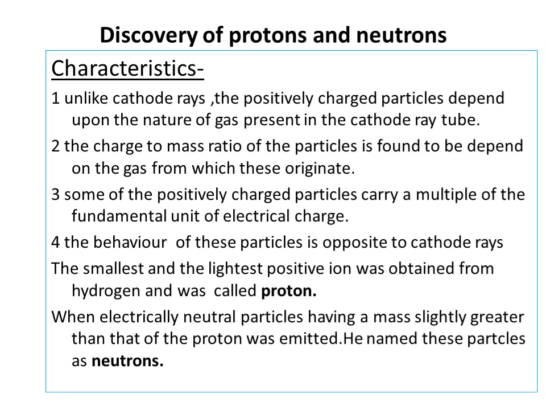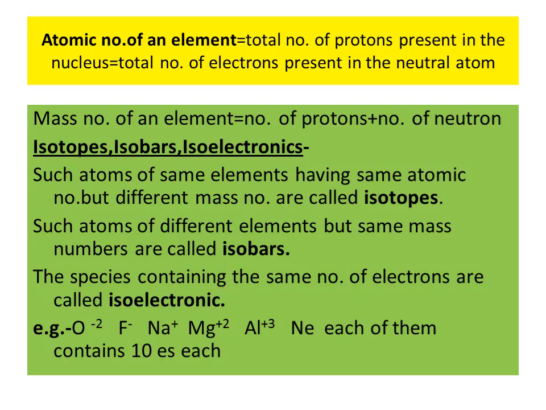The smallest and lightest positive ion was obtained from hydrogen and was called proton. When electrically neutral particles having a mass slightly greater than that of the proton were emitted, they were named neutrons.